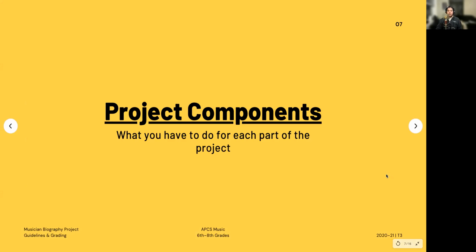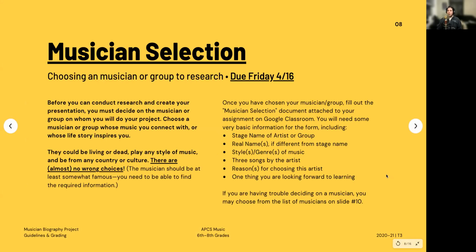So here are the project components in depth. The musician selection, that is the assignment that is due this week, Friday, April 16th, and that's choosing a musician or group to research.